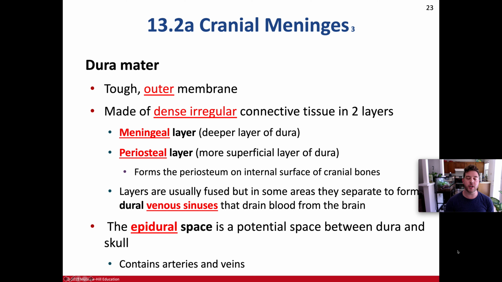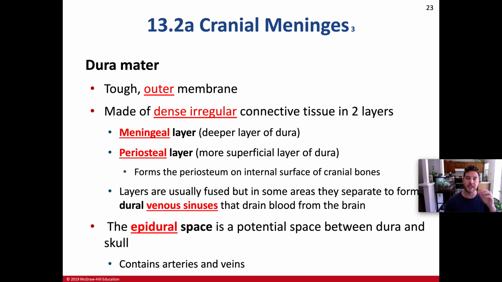Okay, so your dura mater is the tough outer membrane of your brain, covering your meninges. It is made of dense, irregular connective tissue. So the pia mater, the areolar connective tissue, a little bit softer, a little bit more fenestrated with holes. The arachnoid mater had the collagen and elastic fibers, whereas the dura mater has that dense, irregular connective tissue, and it's separated into two different layers.